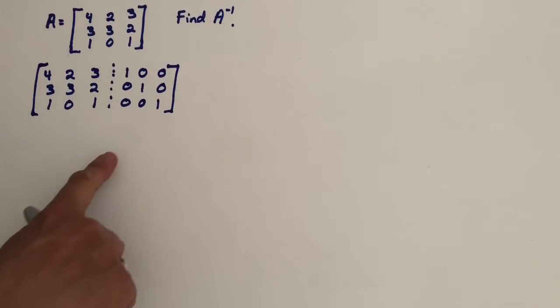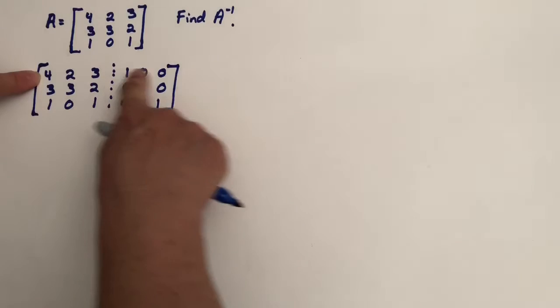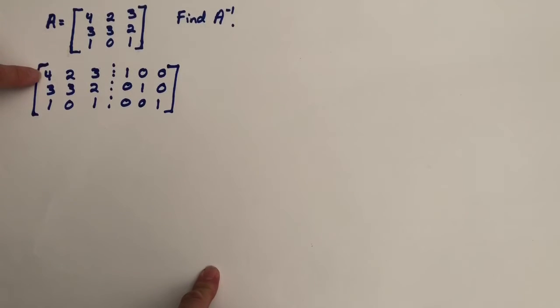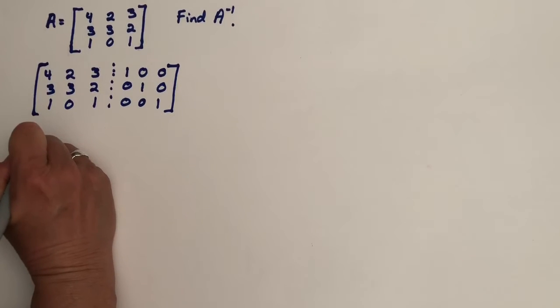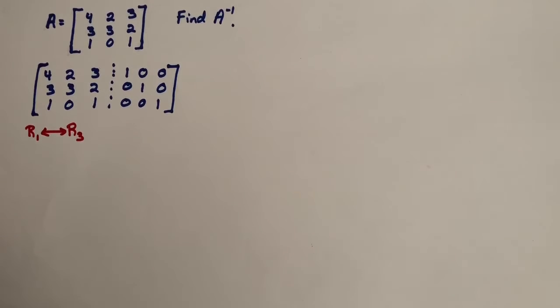So let's get started. On this particular problem, there are a few ways that we could get a 1 on the upper left, because remember, that's where we start. You could just divide by 4. That's not my preference. I could subtract row 1 minus row 2. That would be pretty nice. But even more straightforward, when I see a 1 here, I think of interchanging the two rows. And to me, that's the simplest. So that's what I'm going to do. Row 1 and row 3 will be swapped.